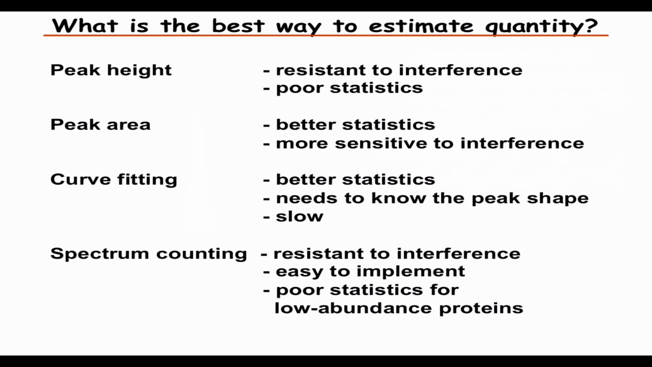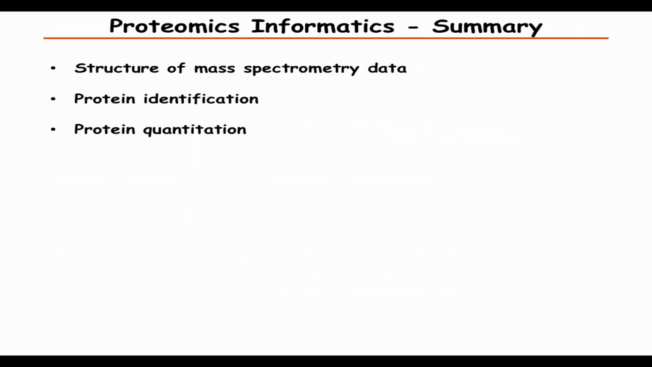We have a quite reasonable statistical model to decide when it's a good identification and when it's not, but probably the main reason why people use it so much is that it's so easy to implement. And actually, one of the exercises for the quantitation is on looking at spectrum counting data.